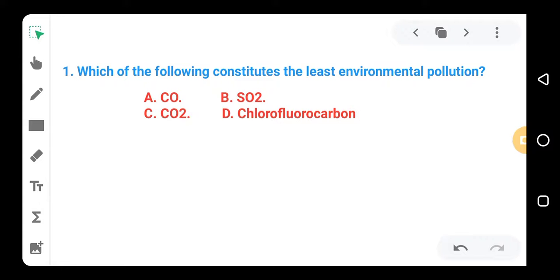When CO2 is produced in the environment, maybe by animals, the plants around easily take it up and use it. So there is always a balance between the production and utilization of CO2 in the environment. But excess CO, excess SO2, and excess chlorofluorocarbon in the environment will always lead to very serious environmental pollution.